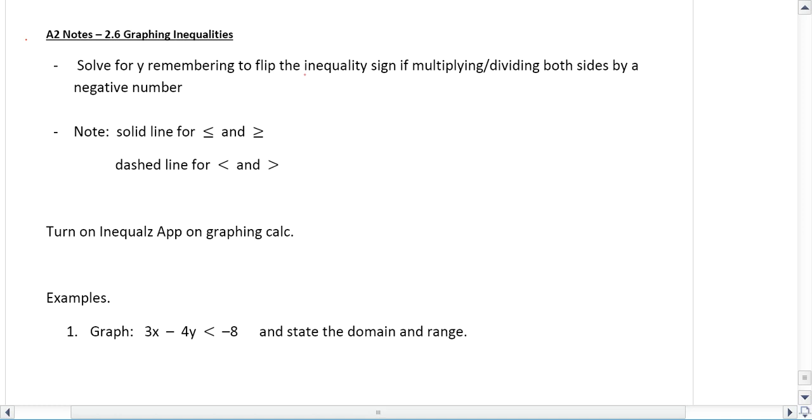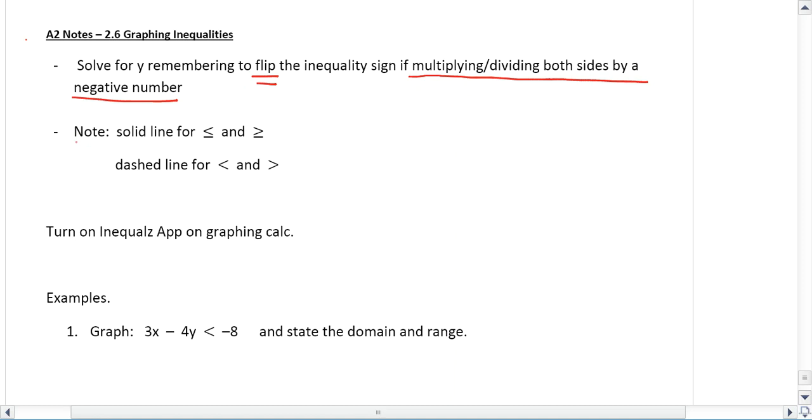Just a reminder, we will be solving for y, and when you solve an inequality, please remember that you need to flip the inequality if you multiply or divide both sides by a negative number.